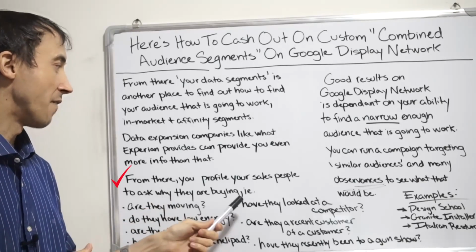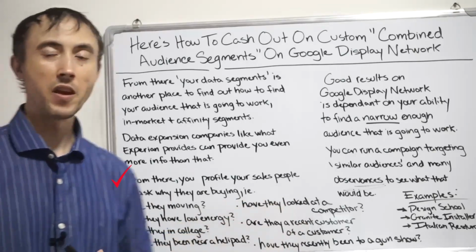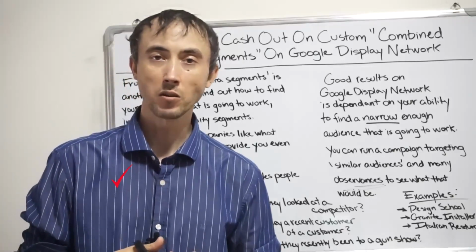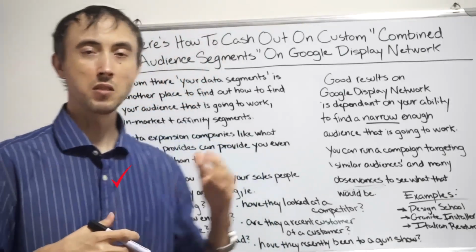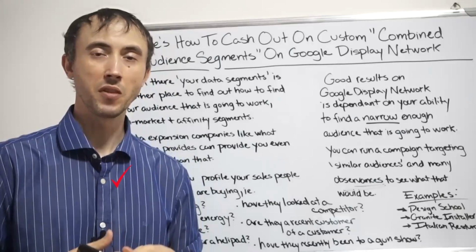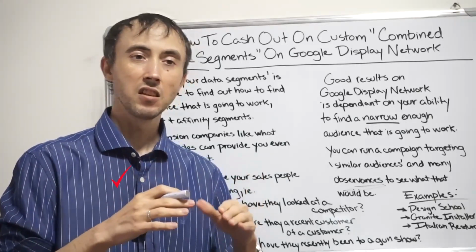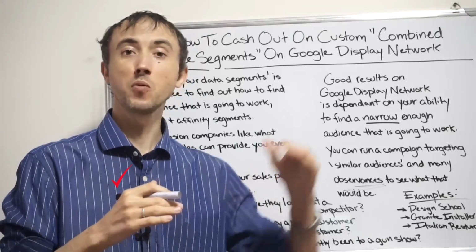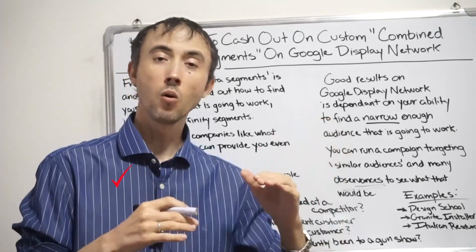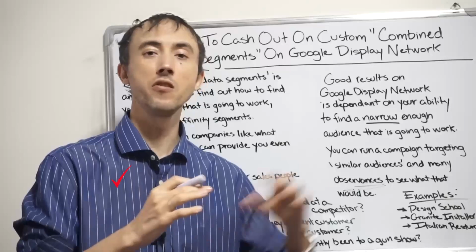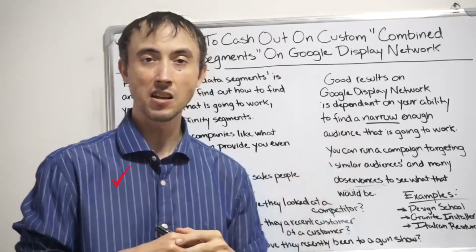With that said, have they looked at a competitor? Are they researching a competitor's product or service right now? Through custom intent audiences, which is a separate thing, you can create an audience that specifically looks for if somebody's searched for a competitor in the recent past or been to the competitor's site, and you can do either one of those with the custom intent audiences.